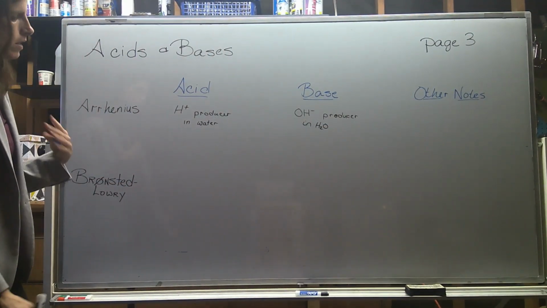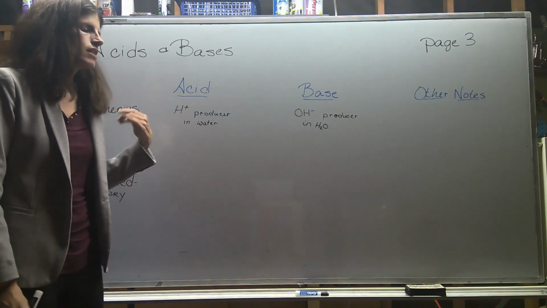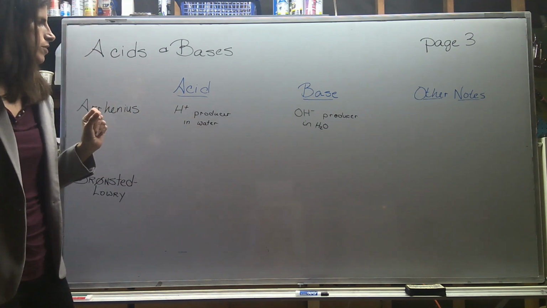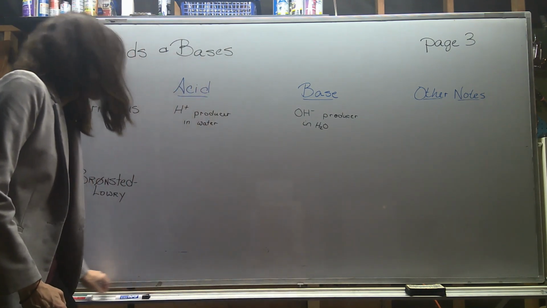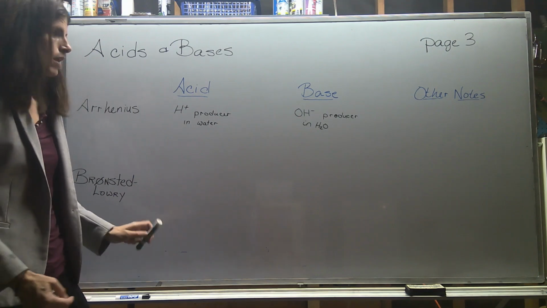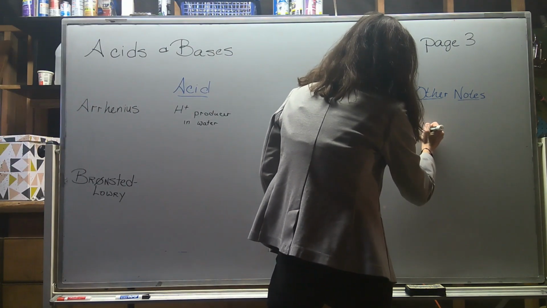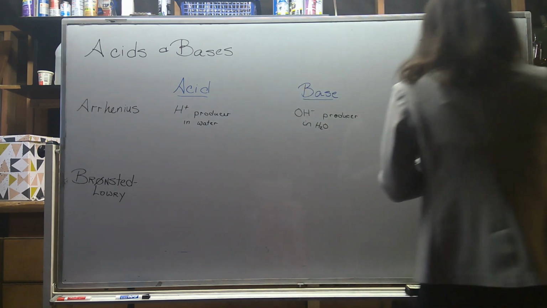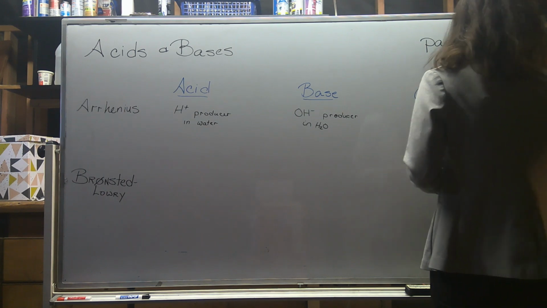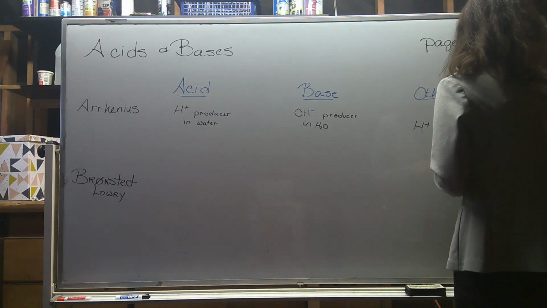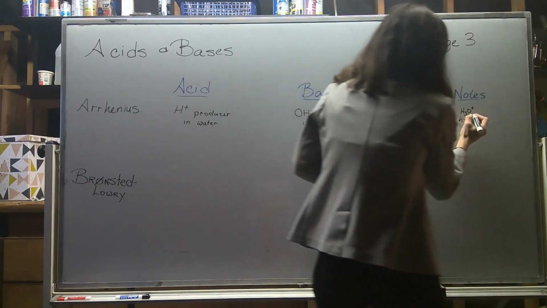So we need to be a little bit careful here because there's no such thing as H plus. Scientists write H plus all the time, but when we write H plus, we're really thinking about H3O plus. So let me put that in the other notes part. H plus is really H3O plus, which is known as the hydronium ion.